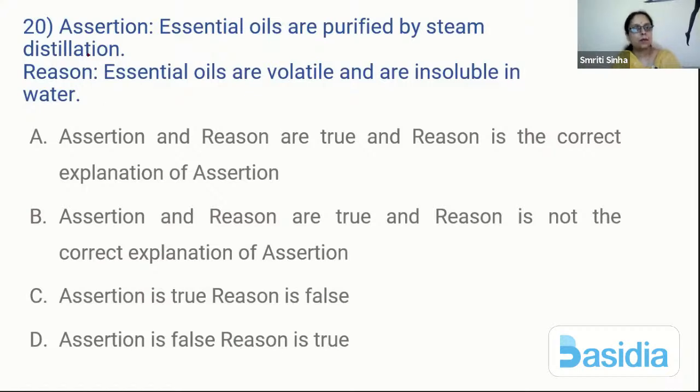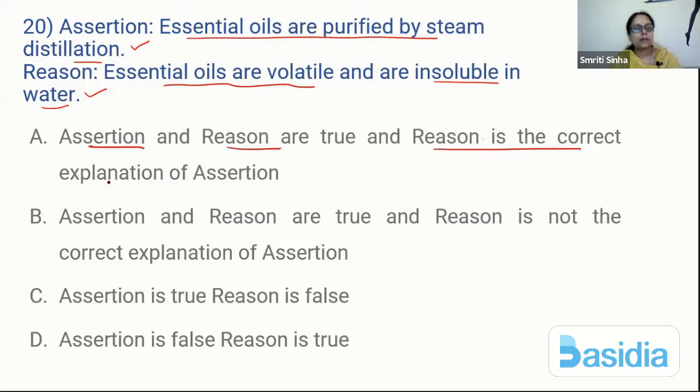Next, assertion type question. Assertion: essential oils are purified by steam distillation. Reason: essential oils are volatile and are insoluble in water. So here, essential oils are purified by steam distillation. This is correct, because they only dissolve in steam, so they can be purified only by steam distillation. And the reason that essential oils are volatile and insoluble in water and only soluble in steam is the correct reason too. So the assertion is correct, the reason is correct, and the reason is the correct explanation for the assertion, and therefore option A is correct.